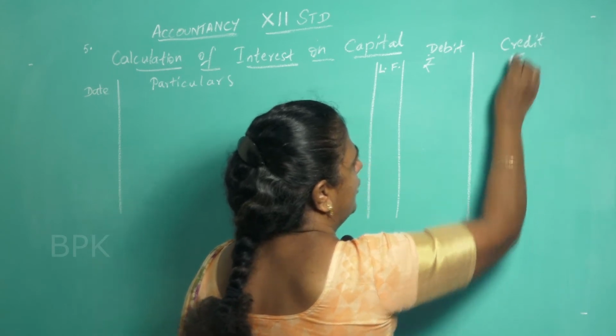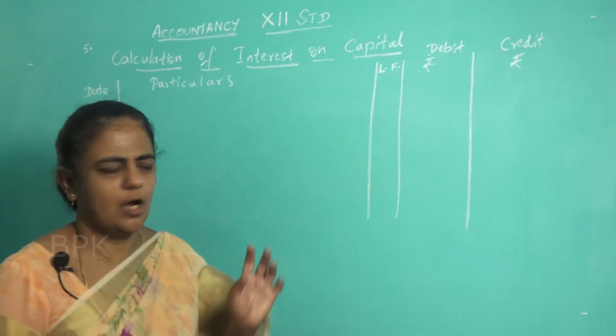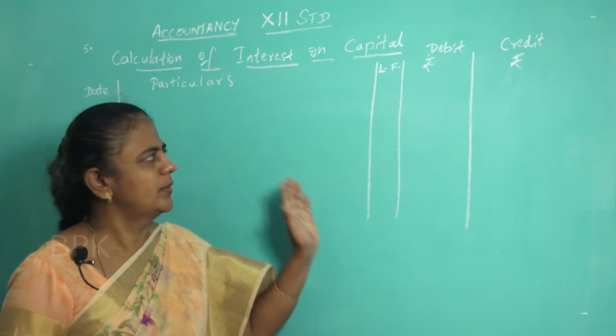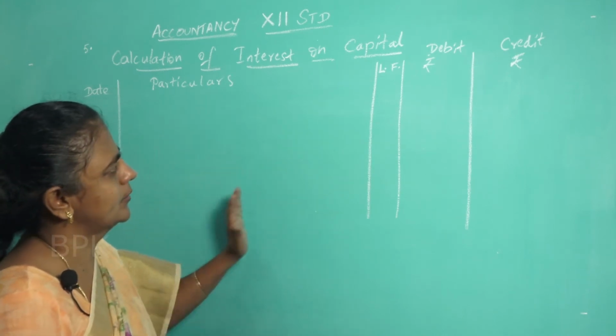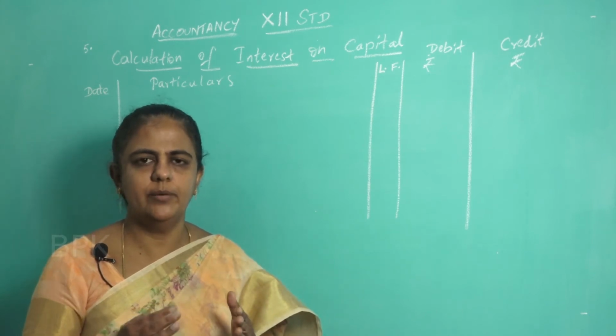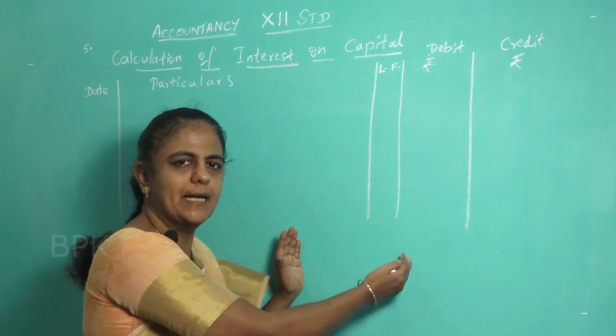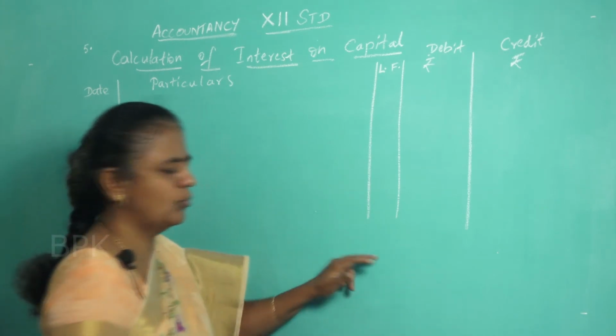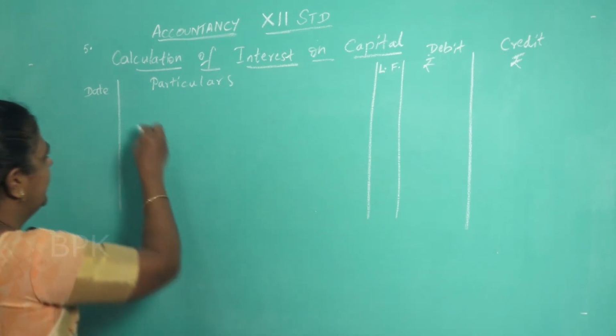So journal entries you have already learnt in 11th standard, how to prepare the journal entries. So now we are going to write the journal entries. Already we have prepared the capital account, and in the capital account on the credit side we are writing by interest on capital. So what will be the journal for that? So by interest on capital.